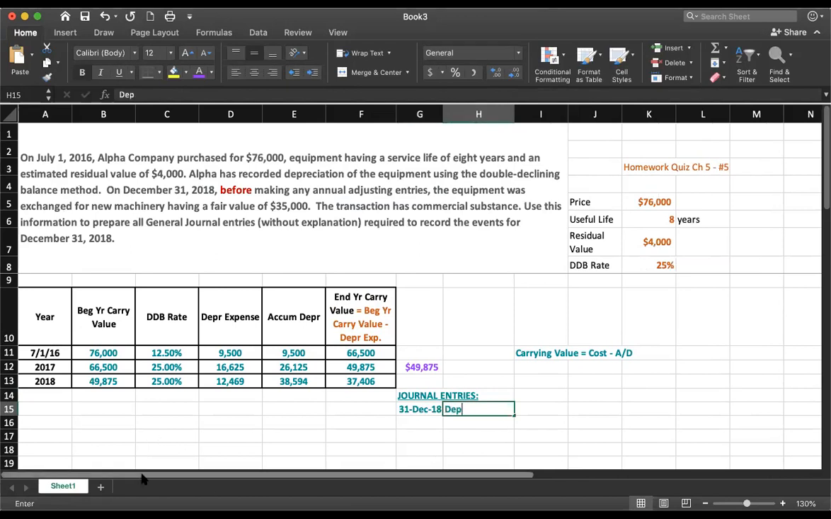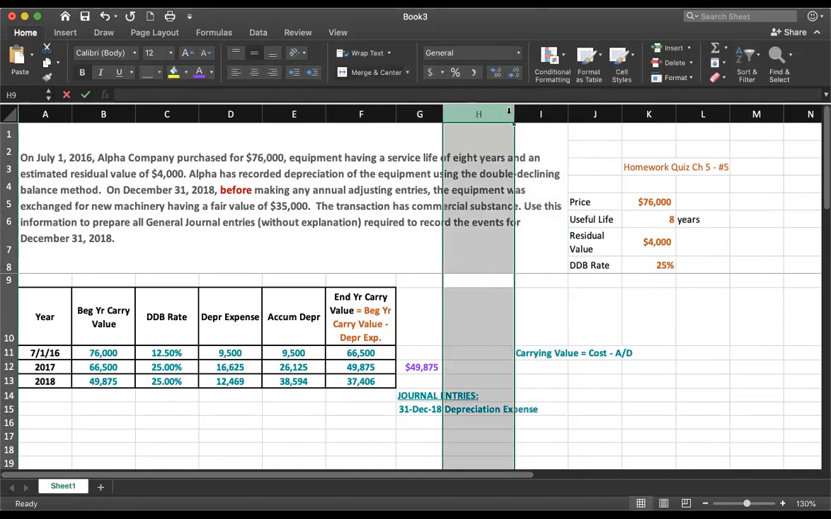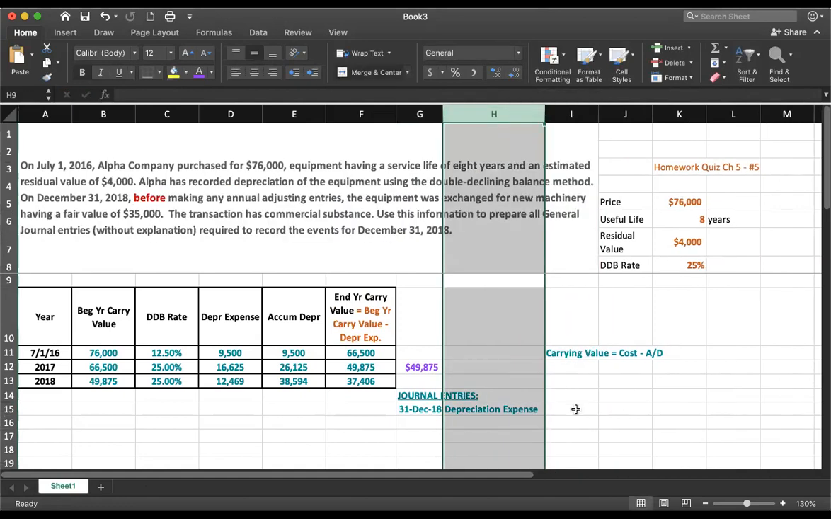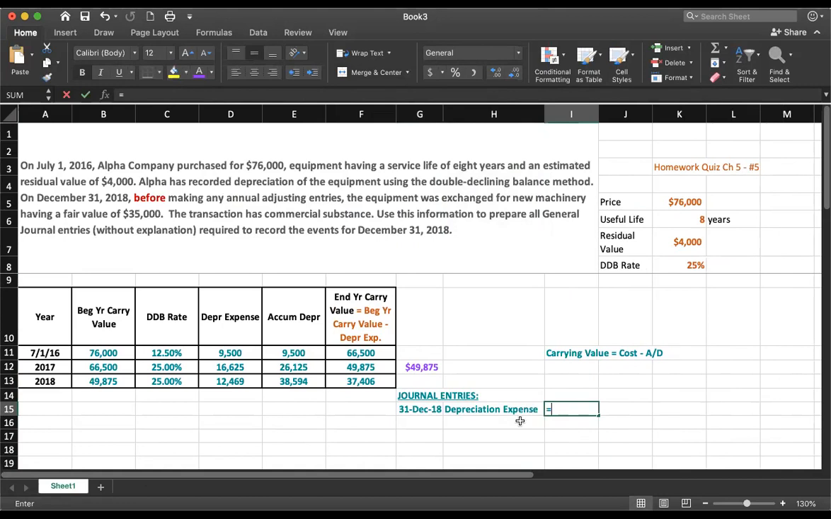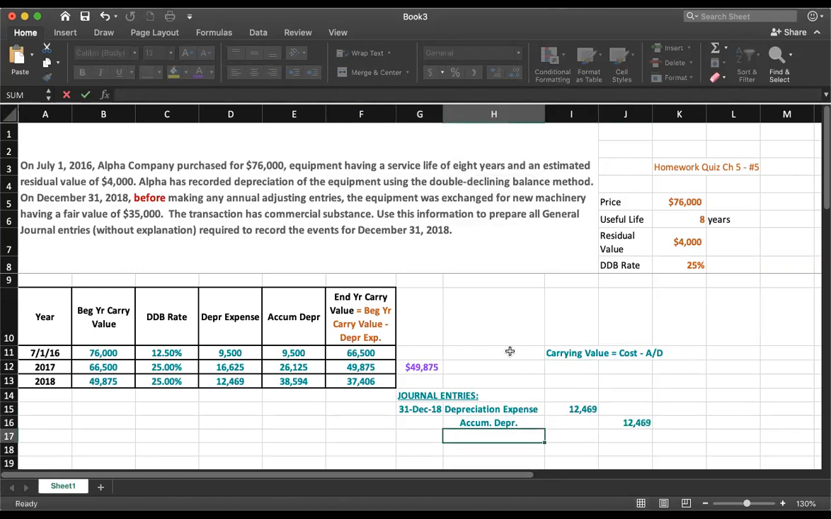depreciation expense. And the depreciation expense, we calculated it here, $12,469. And then we're going to credit accumulated depreciation, and that would be for the same amount. So that's our first entry.